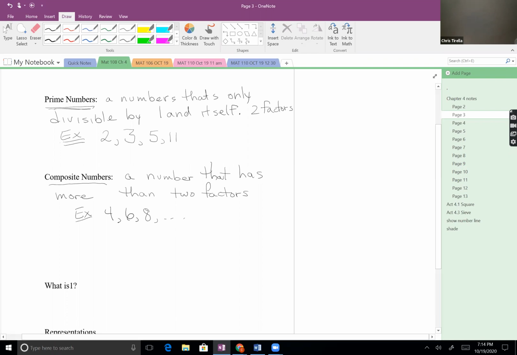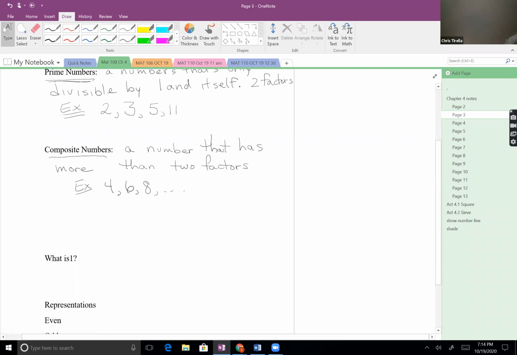So then the question comes up with, what's 1? 1 is neither prime nor composite. One is considered the basic unit, because 1 has only one factor.